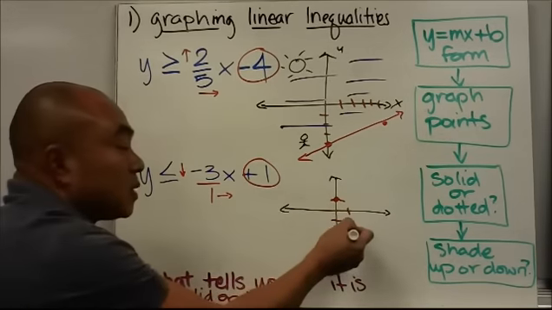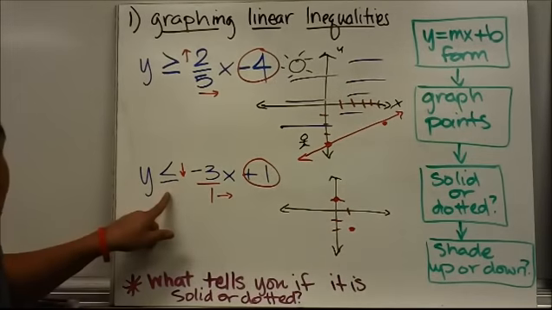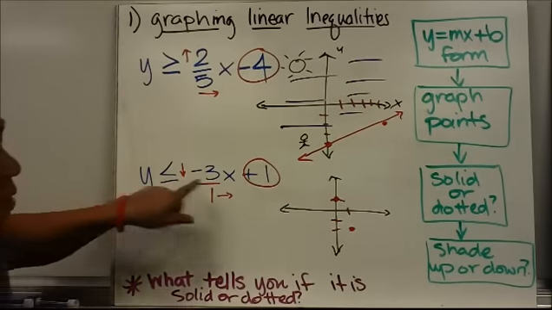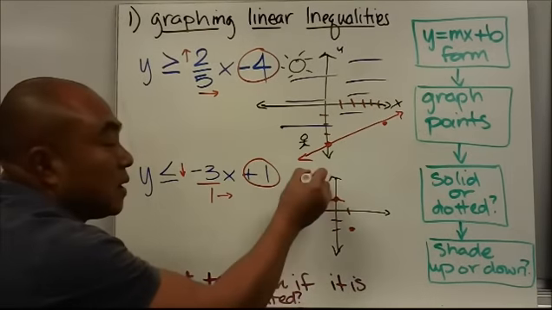So here we have our dots right now. And again, we're going to look at our inequality and see if there is an equal sign. And since there is, our line is going to be solid. So I'm going to connect these two dots with a solid line.